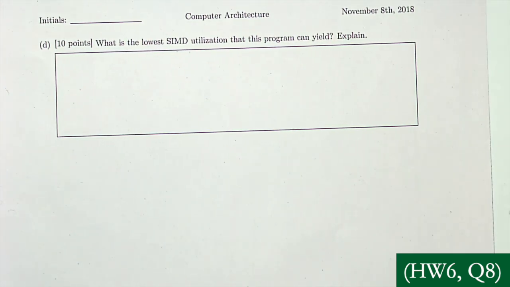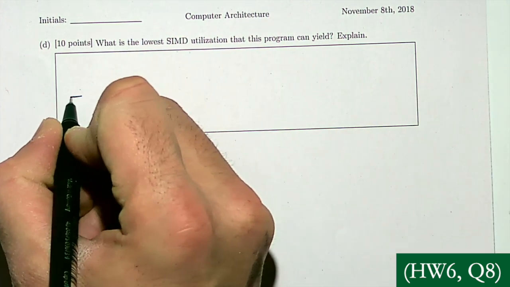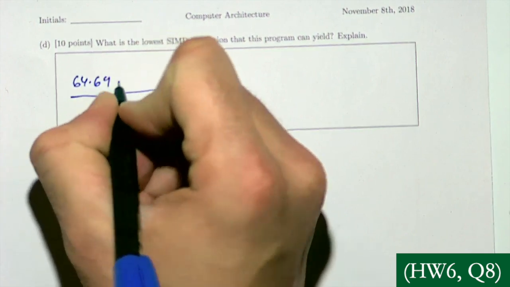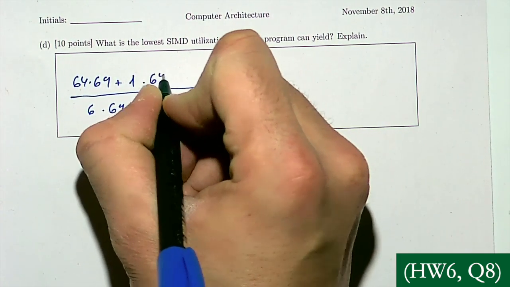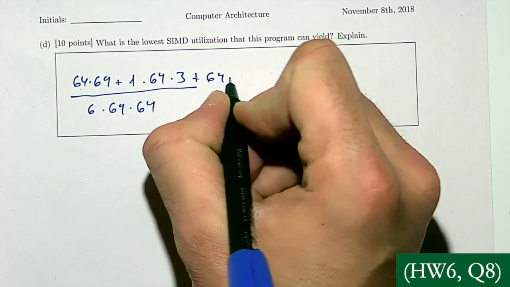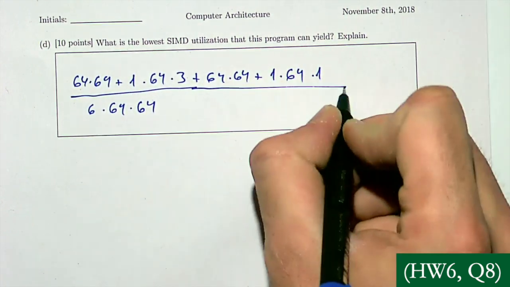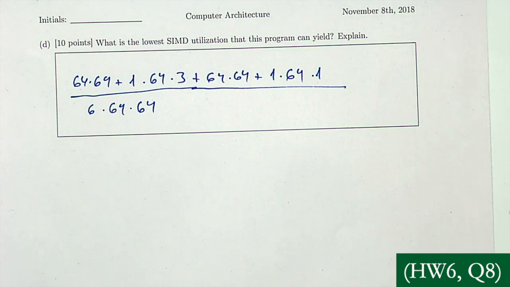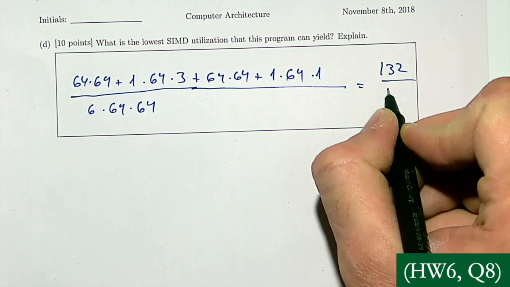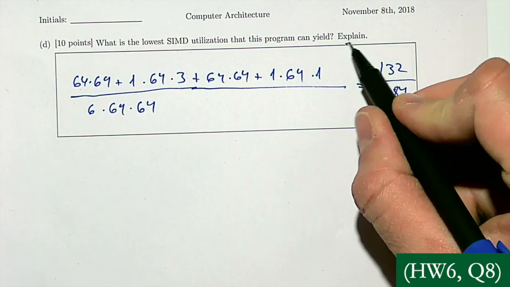And here you could calculate something like, so the way to calculate the actual number would be 6 times 64 times 64. And here 1 times 64 times 3, which is the number of instructions in the first if, and then 64 times 64 plus 1 times 64 times 1, which is the number of instructions in the second if, right? And the value that you will find here is 132 divided by 384, right?